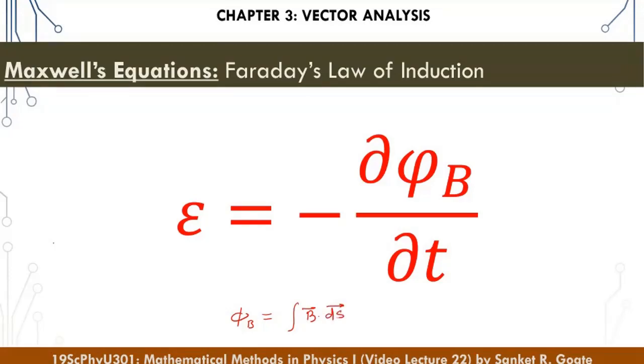Suppose I have this surface and the magnetic field is in some direction, something like this. Then when we calculate this phi B, what we do is we divide this area. It is now not a closed area.